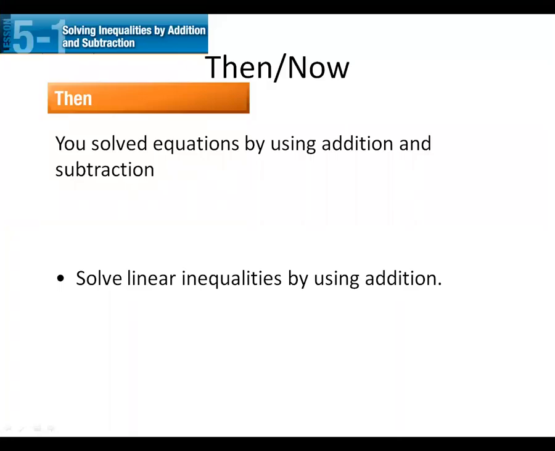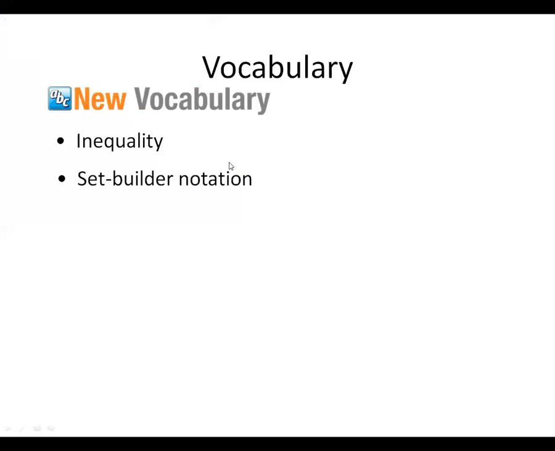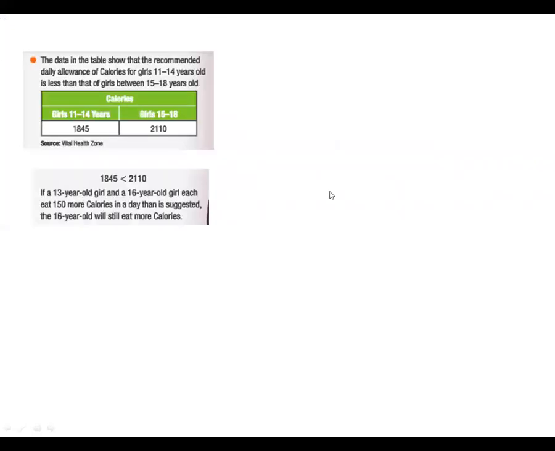All right, guys, we're going to get into chapter 5 now, and section 1 is solving inequalities by addition and subtraction. So previously we solved equations using addition and subtraction, and now we're going to solve linear inequalities. Make sure you notice that it's inequalities using addition and subtraction. So there's a difference between an equation and an inequality. And I think you know some of this already. But some new vocab, we're going to talk about what inequality means and also set builder notation.